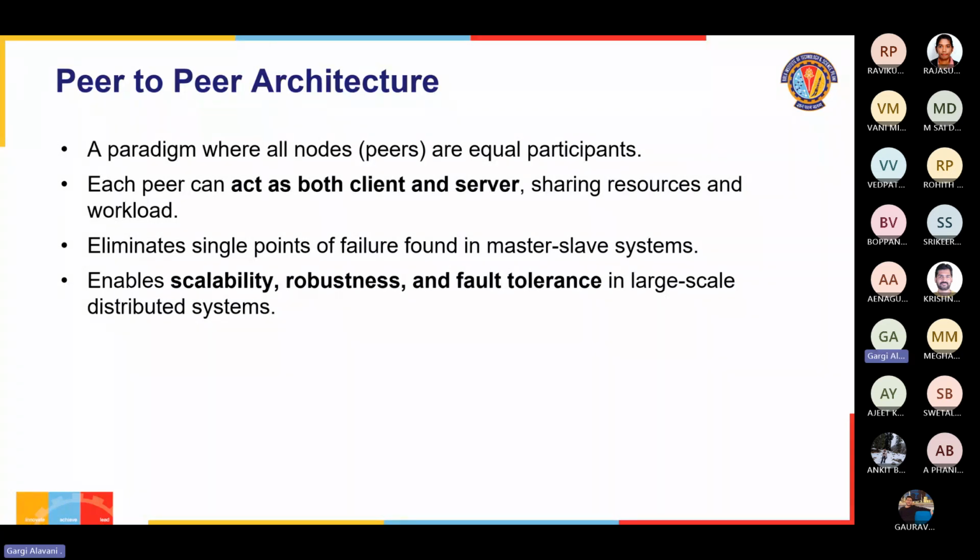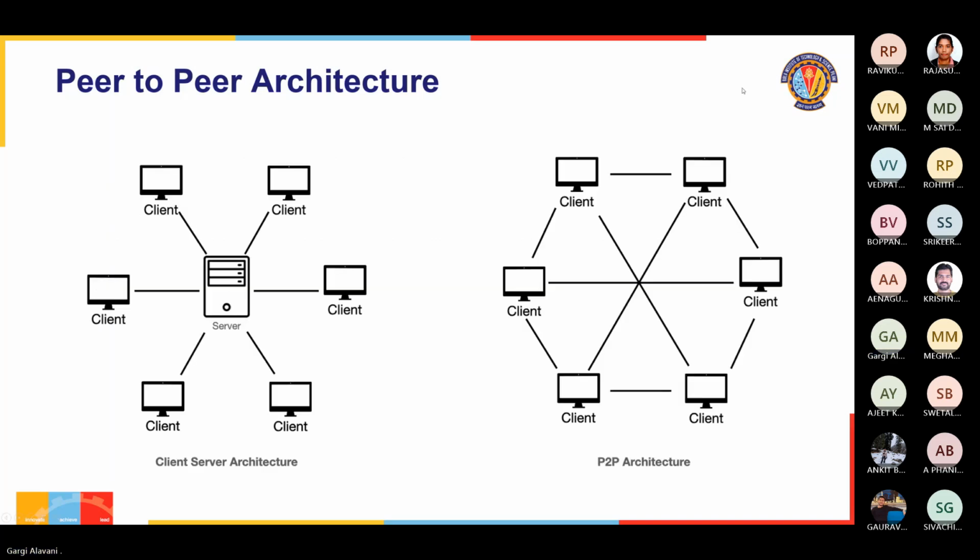That's why this paradigm is the foundation of many large-scale distributed file systems, which can include systems from file sharing networks like BitTorrent to any kind of distributed database or even blockchain platforms. They are part of this P2P architecture. So visually, we can say that P2P architecture looks something like this.